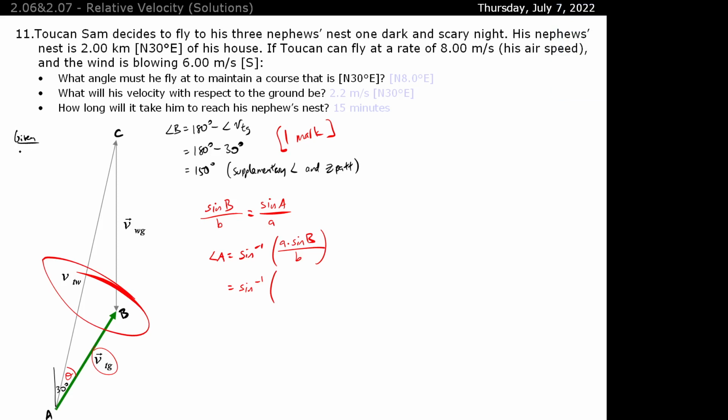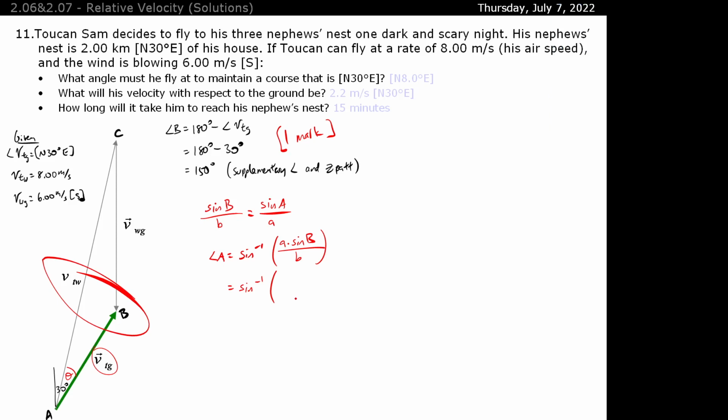What are my givens? I know that the angle of VTG is equal to north 30 degrees east. That I know. The velocity of Toucan Sam to the wind is equal to 8.0 meters per second. Direction we don't know yet. And we know that the velocity of the wind to the ground is 6.00 meters per second towards the south.